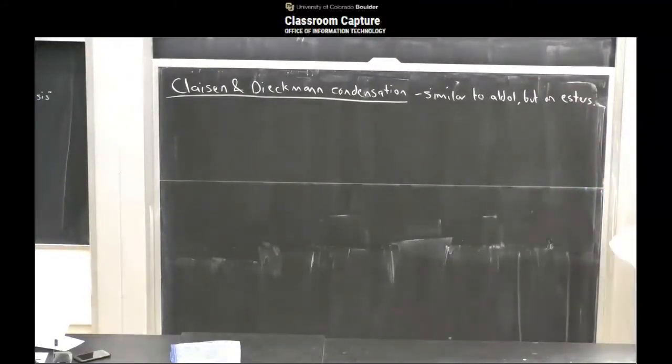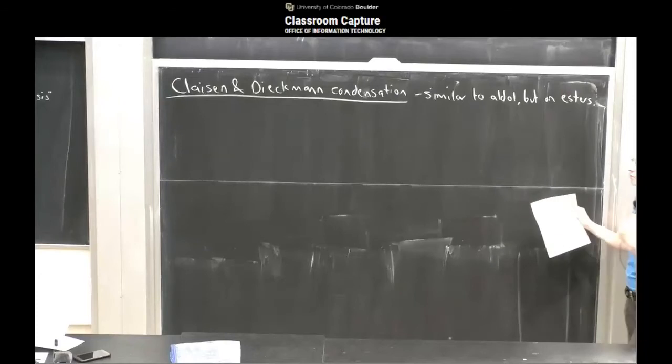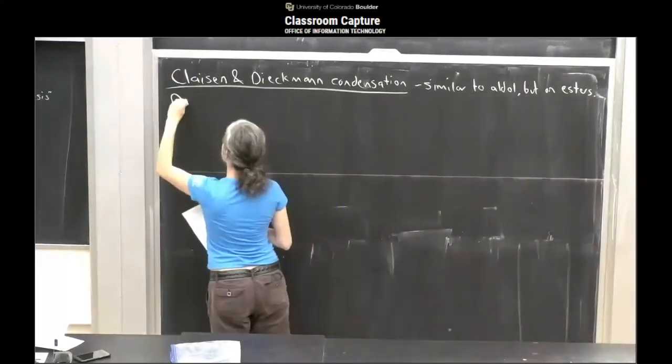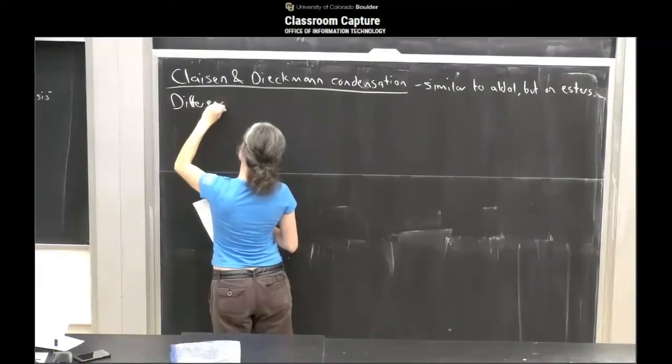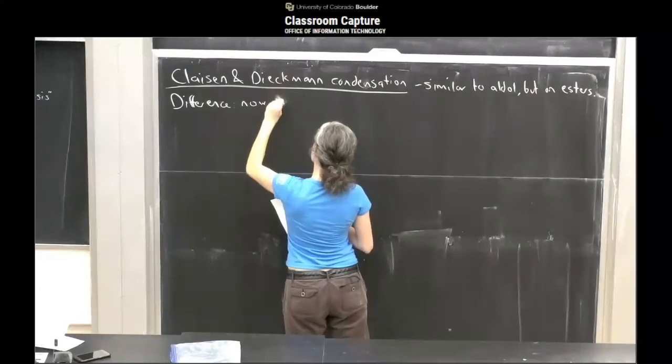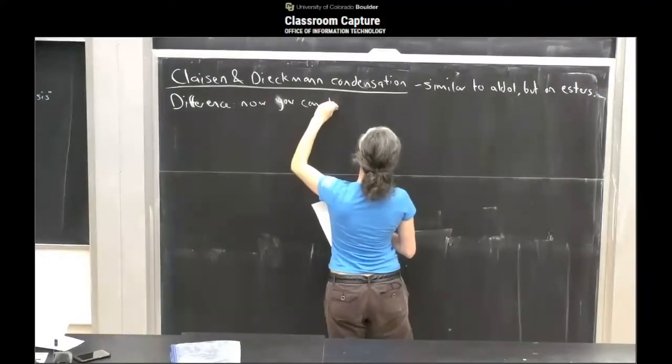I guess the difference between these two and aldol is kind of like the difference between the chapter 21 chemistry that we did, where you have, say, a Grignard attacking an ester and it boots out a leaving group afterwards, versus when we did Grignards on carbonyls, like ketones, where it just attacks once and you're done. So the difference is now you can kick out a leaving group.